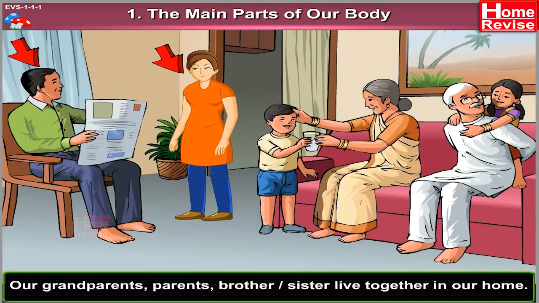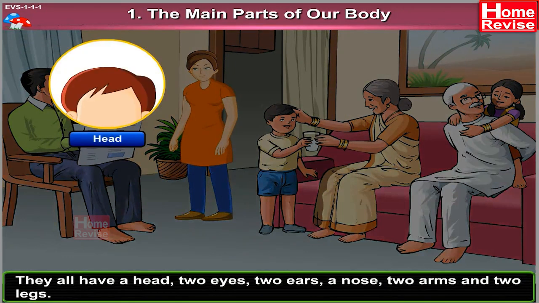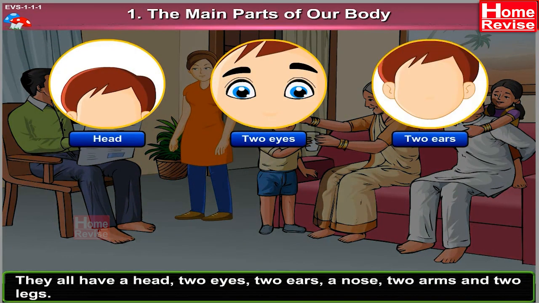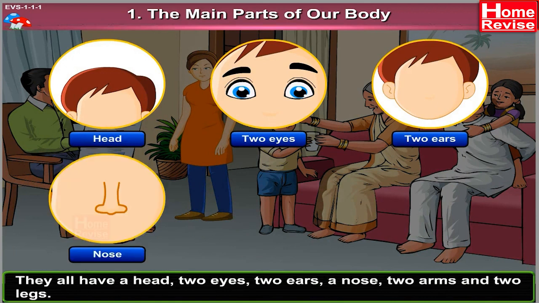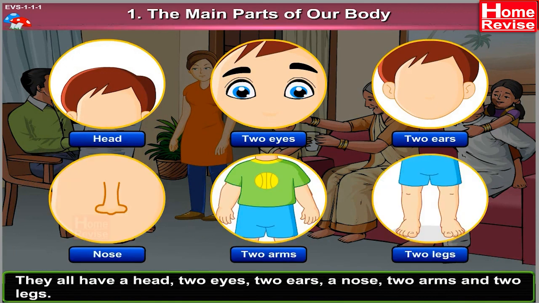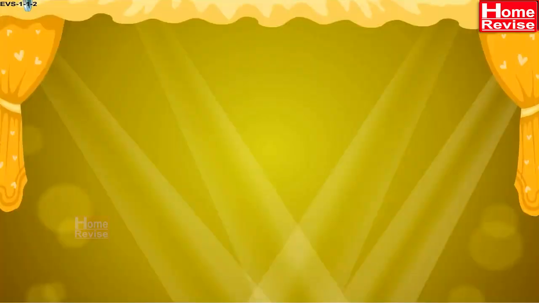Our grandparents, parents, brother or sister live together in our home. They all have a head, 2 eyes, 2 ears, a nose, 2 arms, and 2 legs.